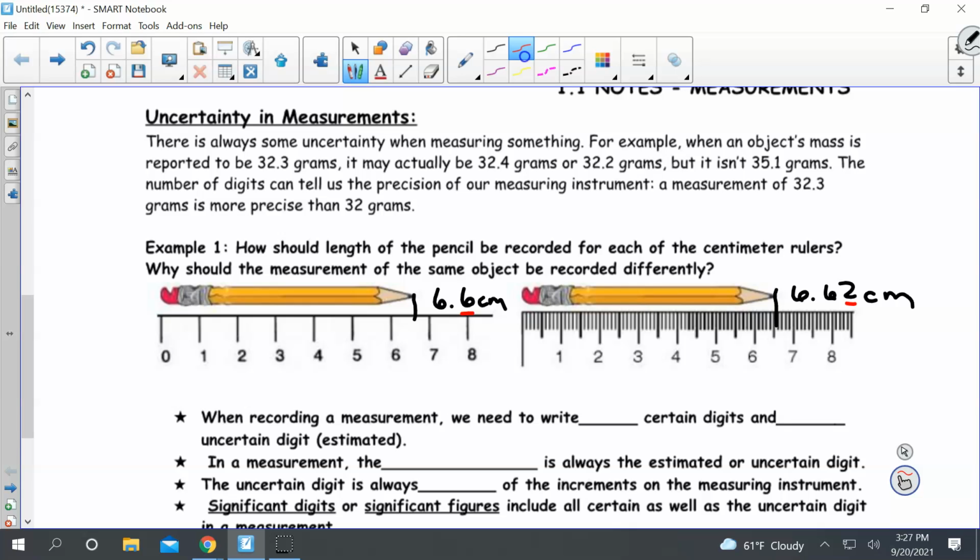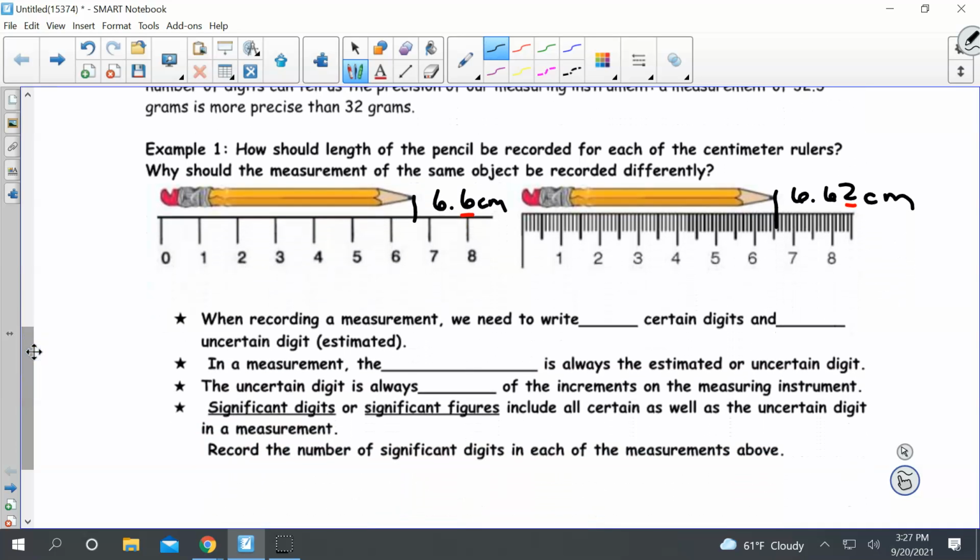So when recording a measurement, we need to write all certain digits, so that's everything that is marked off on the ruler, and one uncertain digit, or estimated digit. Okay, and that is only 1. You only estimate 1. So in a measurement, the last digit on the right is always the estimated one, or the uncertain one.